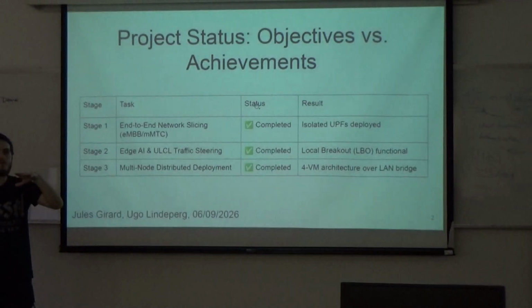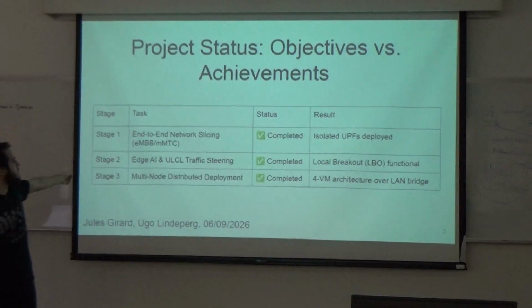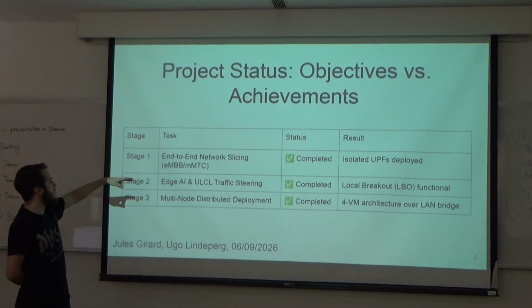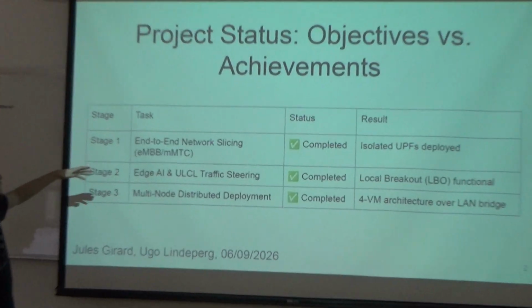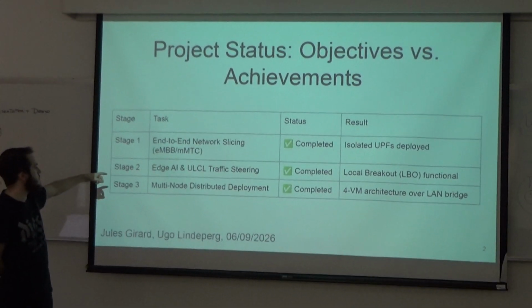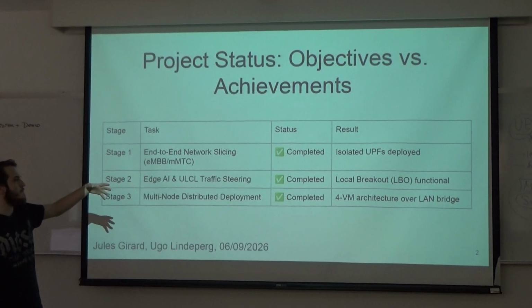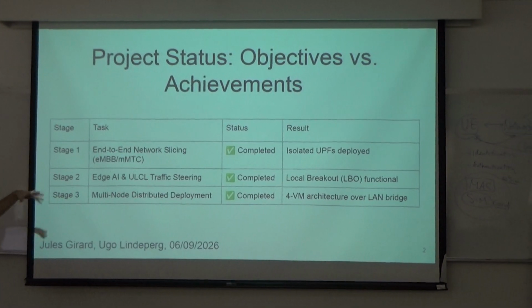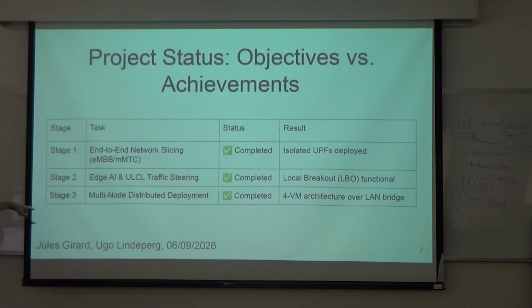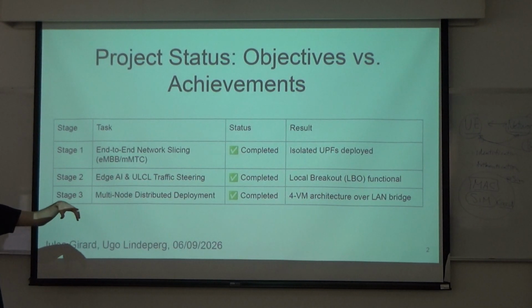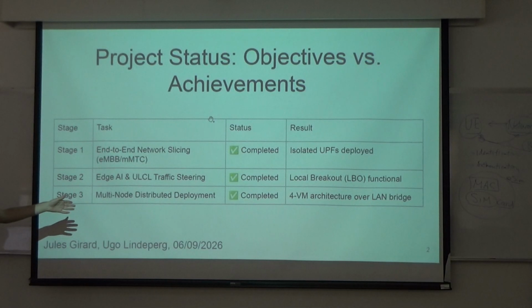Okay, so this project was separated into 3 steps. The first step was the end-to-end network slicing. We use 2 slices with the 5G, but we will see this later. After this, the second stage was to use Edge AI to process all the data locally, to make it fast. And the last step was the deployment. So we need to test the products. To test it, we use a 4 VM environment, and we will see it in the next slide.